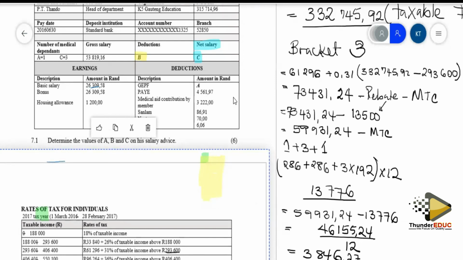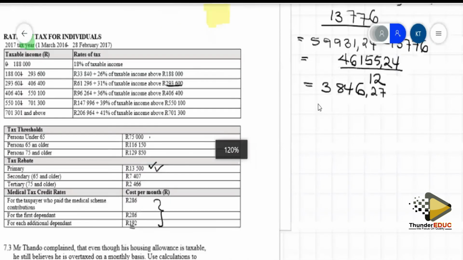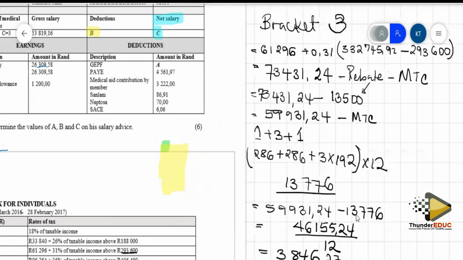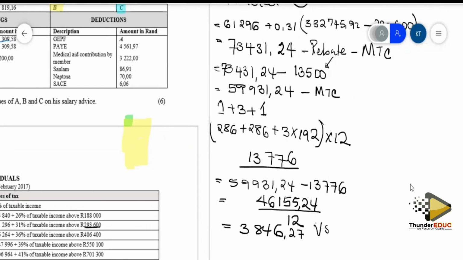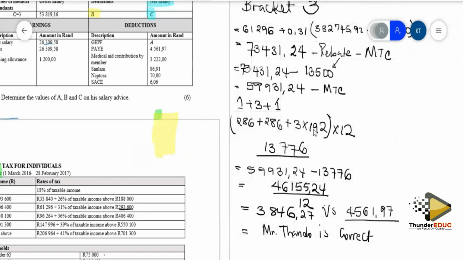So now we compare this amount of money versus the one on the payslip. We conclude and say Tando is correct, he is overcharged. Because if he pays this, yet he's supposed to pay 3,846, that simply means he is overcharged. Hopefully you followed. Let's meet in another scenario. Thank you very much.